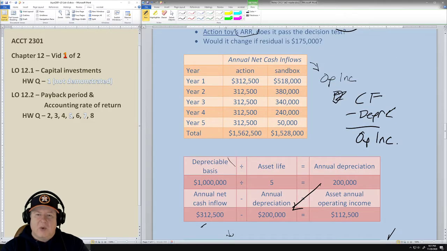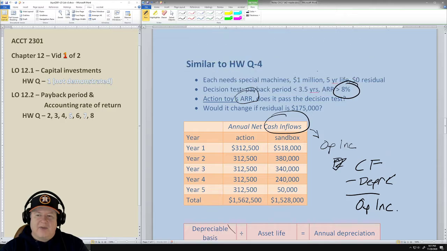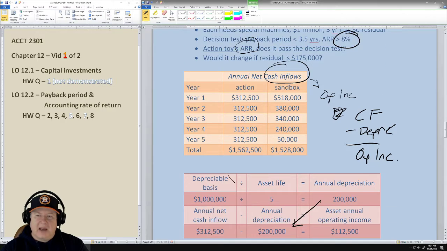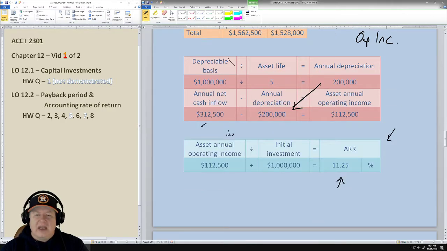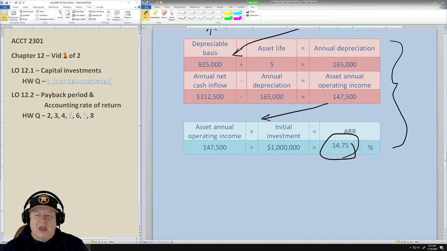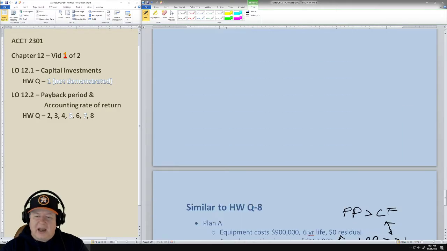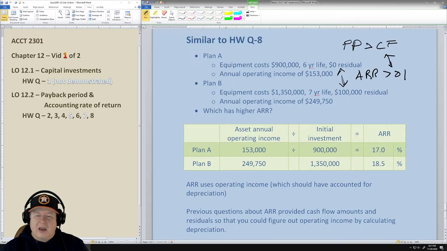We adjusted for the residual on the previous question because we were given cash flows. Because of the cash flow and the fact we were given residual and depreciation life, we needed to figure out the operating income. That is not the case in this one. And I think that could throw someone, that they give us operating income. They don't give us cash flow. So in effect, this depreciation information is not really needed. And you'll see that in the actual calculation.